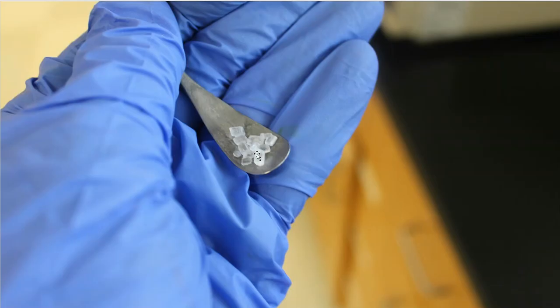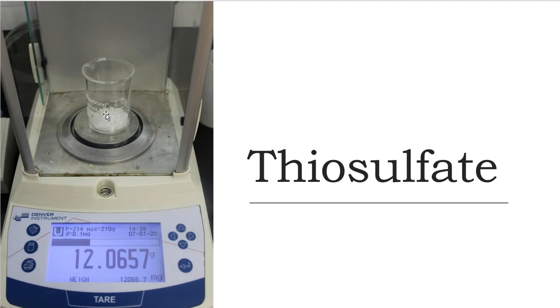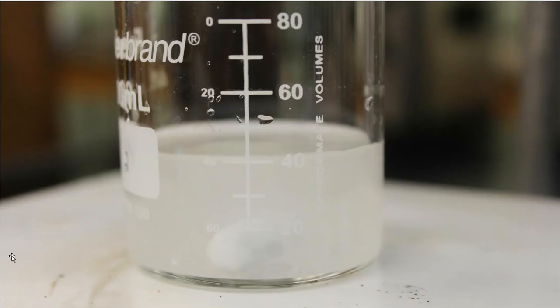I'll get my sodium thiosulfate, which looks like this. I'll go to the balance, and I will add into that beaker until I get something close to 12 grams. So 12.0657. All right, and then I'm going to add water. It doesn't have to be exact, so I'm doing it in a beaker. I'm going to add water until I get to the 40 mL mark, and I'm going to let this stuff dissolve in solution.